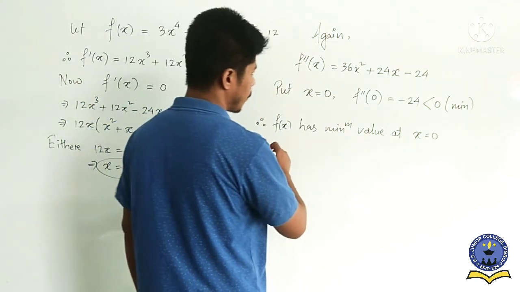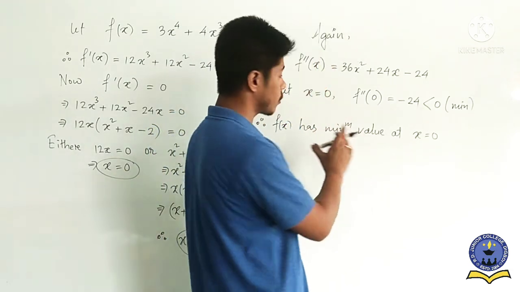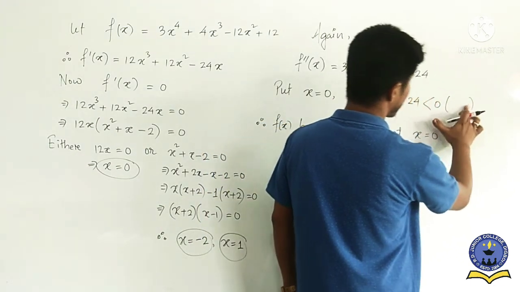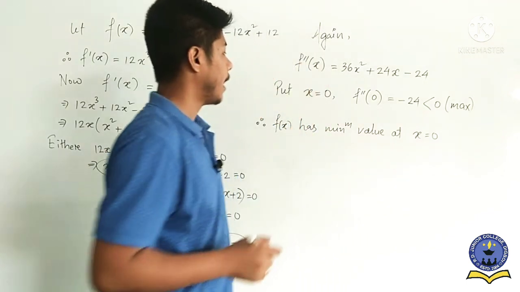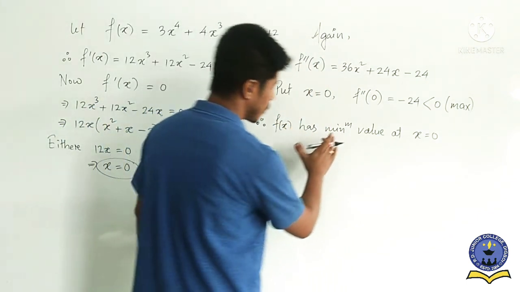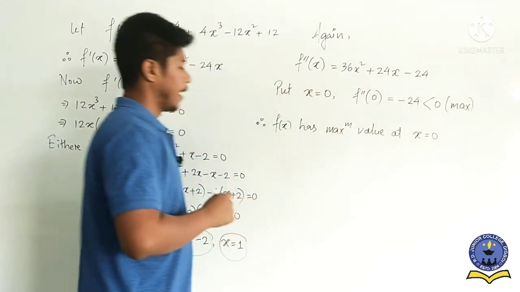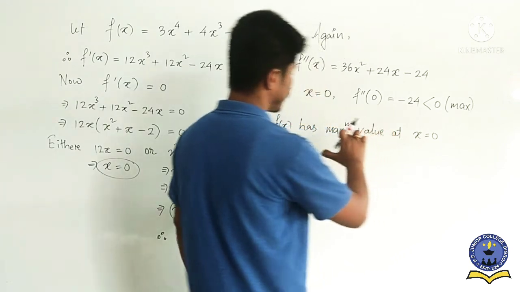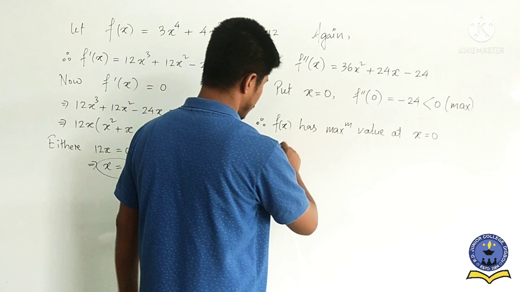So if we find out the minimum value less than 0, that means this one is not minimum here, but less than 0 means we get maximum here. So that means at which point we get maximum? At x equal to 0 we get maximum. So that's why here we have to write maximum. So f(x) has maximum value at x equal to 0. So what is the maximum value here we have to find out? This one is just a verification.